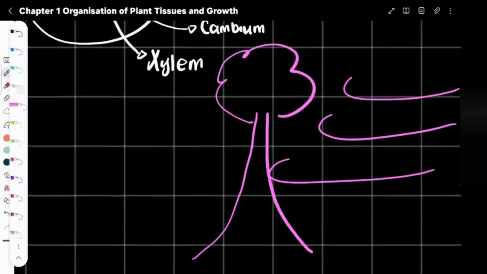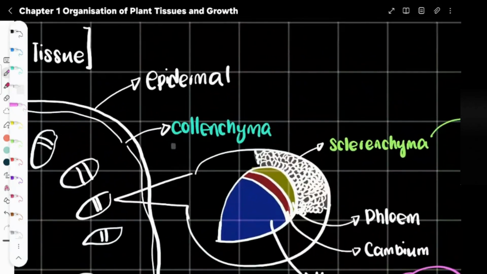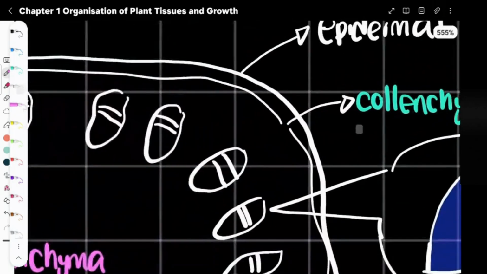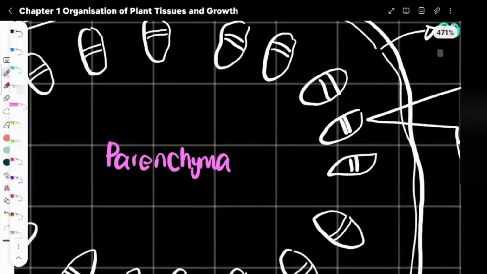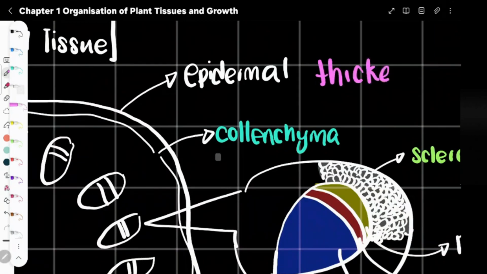So that's why the characteristic of collenchyma is that it will be a bit thicker than the parenchyma. But why did I not say it's the thickest cell? Because think about it logically. Logically, what is the function?